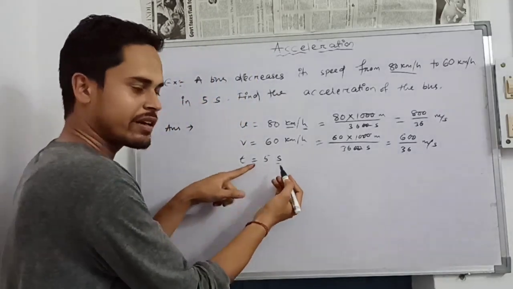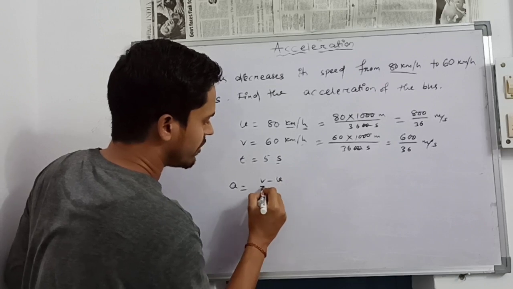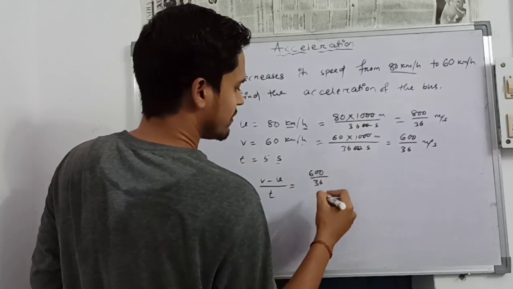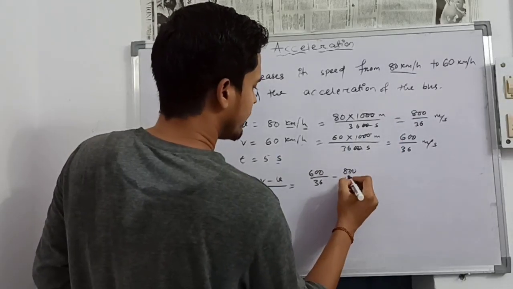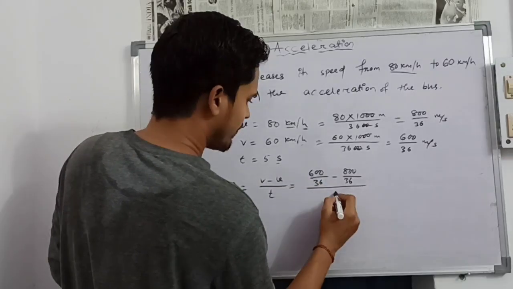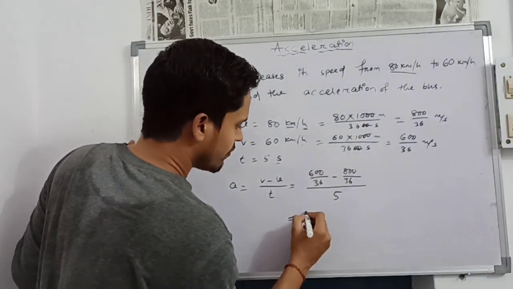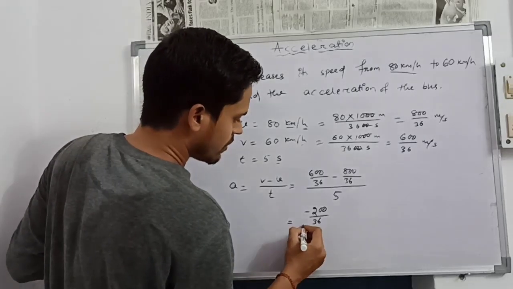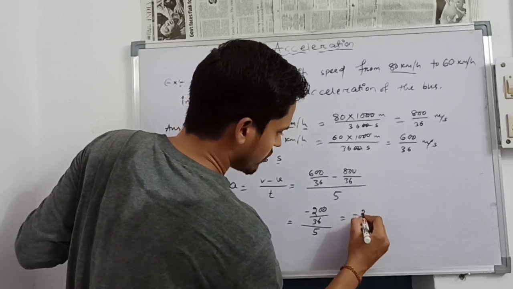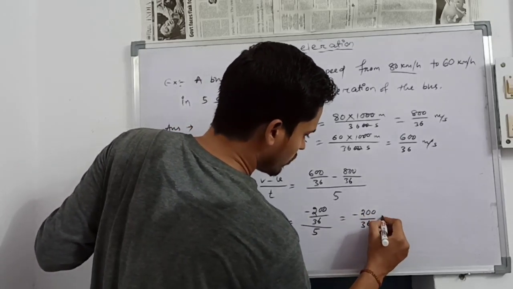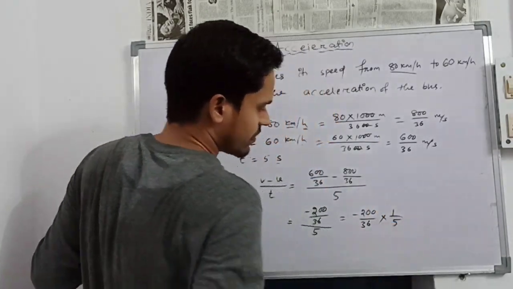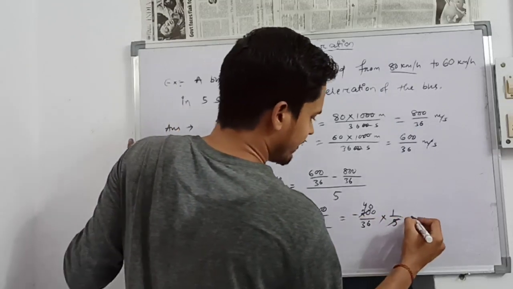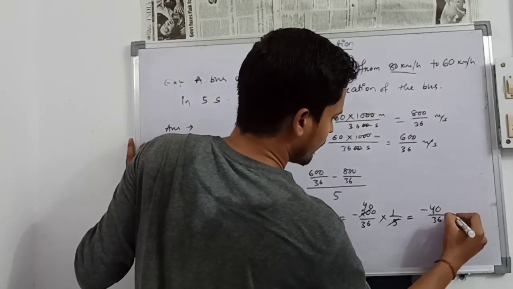Yes or no? Time here is 5 seconds. So acceleration equals v minus u divided by t. v is 600 divided by 36 minus u which is 800 divided by 36, total divided by t, that is 5. So 600 minus 800, what is the answer? Minus 200 divided by 36, total divided by 5. We can write it like this: minus 200 by 36 into 1 by 5. If we solve this, then it is minus 40 by 36 meter per second.